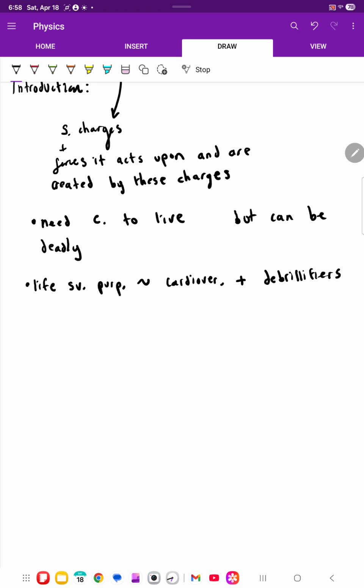So what we learned so far is that electrostatics is important for life-saving purposes, but can also cause deadly harm. It can be used in cases where you need cardioversion or defibrillation. But also note that it's about stationary charges and the forces that act upon and are created by these charges.